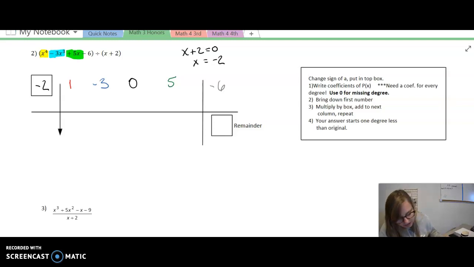So again, I'm going to look at my steps, and we did number 1, so now let's do number 2. Bring down the first number. My first number is 1. Next, we have multiply by box, add to the next column, and repeat. So we're going to have 1 times negative 2. Well, that's going to be negative 2. And then we're going to add, so negative 3 plus negative 2, that's going to be negative 5. Then we're going to multiply. Negative 5 times negative 2, that is going to be 10. 10 plus 0 is 10.